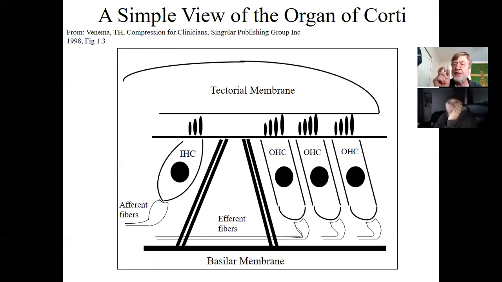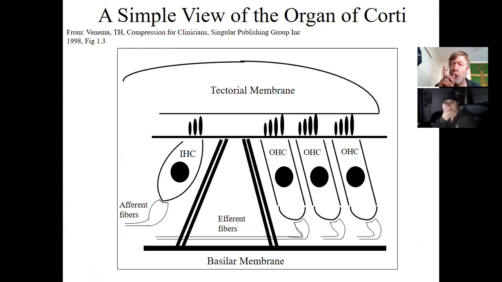Now, there's a second thing. Outer hair cells, the hairs, touch the underside of this tectorial membrane. Inner hair cells, the hairs don't. Okay? And we will learn more about this in physiology in the next couple of weeks. There's a reason why, but I'll just tell you now and a little bit ahead of time. Outer hair cells die before inner hair cells.